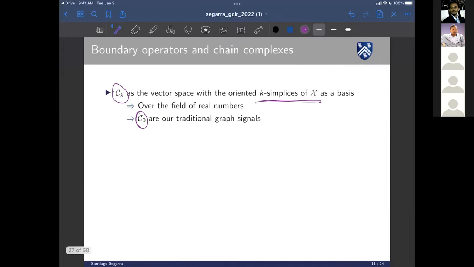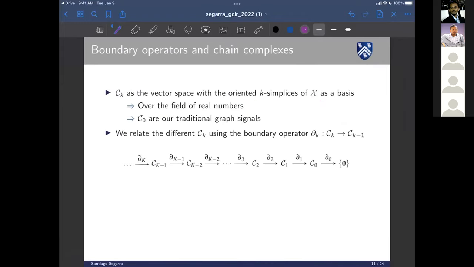And then we want to relate this information using just boundary operators. So these are going to be linear operators that take me from C_k to C_{k-1}. For example, from a signal in my edges to a signal in my nodes, or from my triangles to my edges, etc. People that are familiar with topology, topological data analysis, etc., are very familiar with this kind of operators.